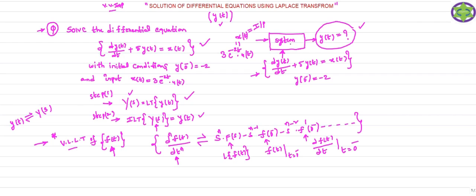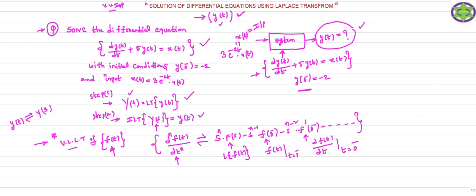Here this is the system. Inside this rectangular box we have this system. The system is described by the differential equation given, and the initial conditions are also given. The input is also given in the problem. So this is your x of t. For the given input and the differential equation describing your system, you have to find the response of the system, that is y of t. That is nothing but the solution of the differential equation using the Laplace transform. Solution of the differential equation yields the response of the system y of t.